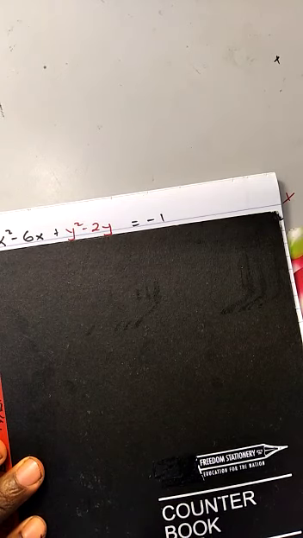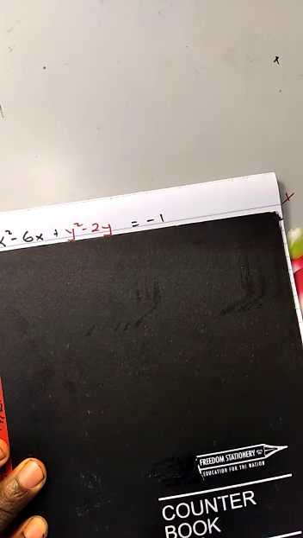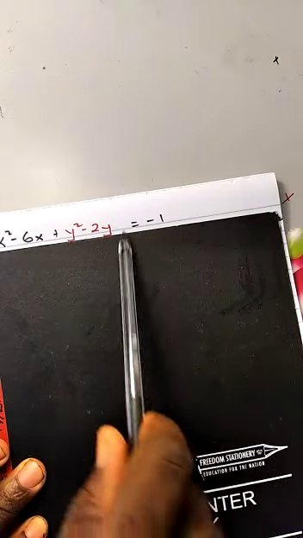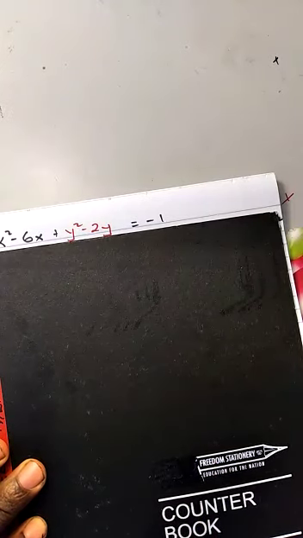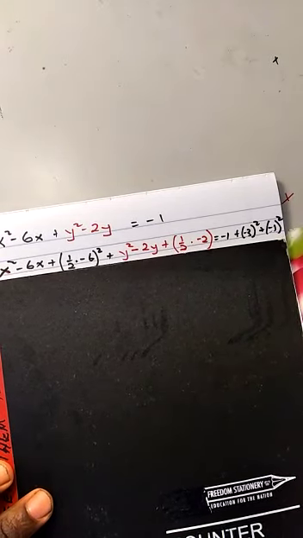Right, there goes. I've written my x squared minus 6x in black plus y squared minus 2y in red, so that we draw the distinction between the x expression and the y expression, because I'm going to complete my square on each one of them.